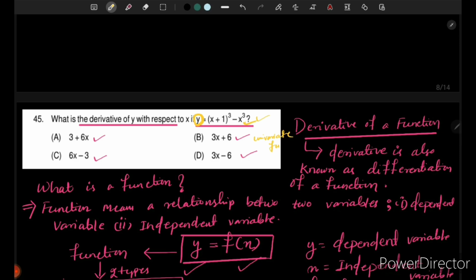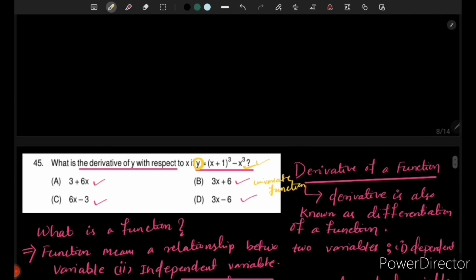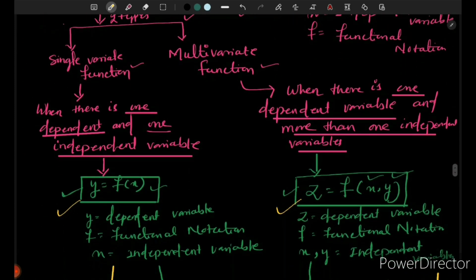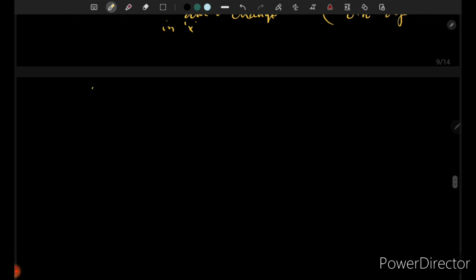Univariate function. Okay, so let's write down the function. Function is given y equals to (x plus 1) to the power 3. Okay, so we have the function that is y equals to (x plus 1) to the power 3 minus x cube.